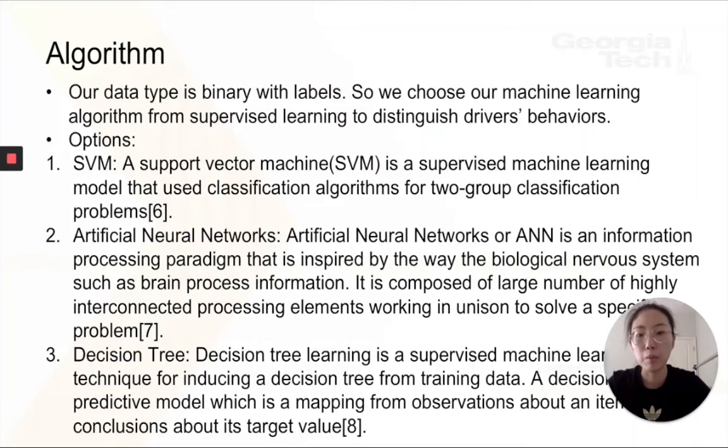For our model, the algorithm we use to train it, we had 3 initial options: support vector machine, artificial neural networks, and decision tree. Since our data is binary with labels, it's better to choose a machine learning algorithm from supervised learning to distinguish the driver's behaviors. And these are the three machine learning algorithm definitions.